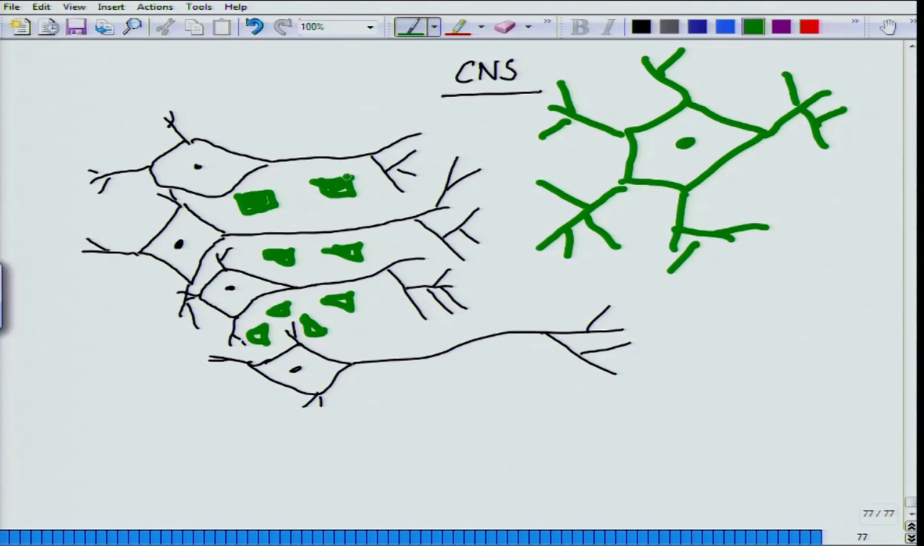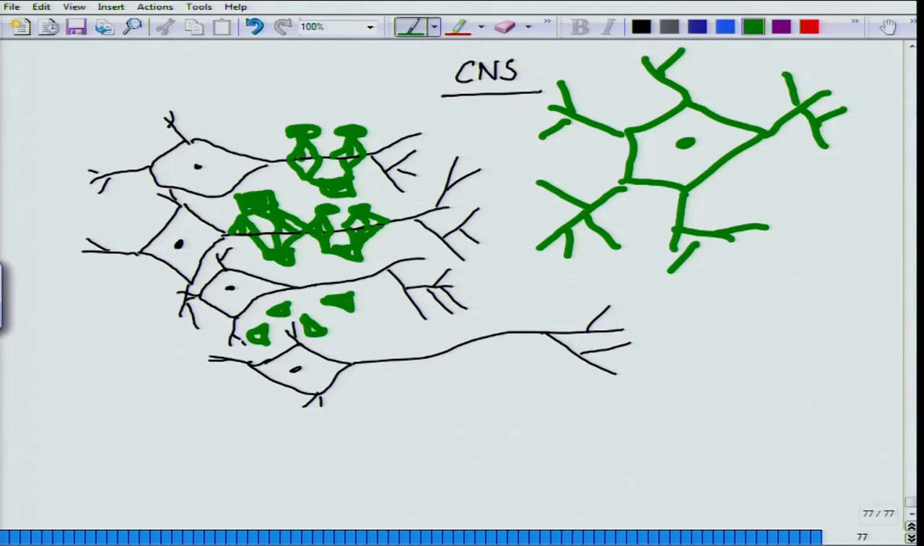So, this dense structure, see, it is making contact, and on the other side, maybe another oligo, which instead of wrapping the cell, forms contacts likewise. These are making contacts, and these contacts actually create the myelin sheath. So, it is totally different.